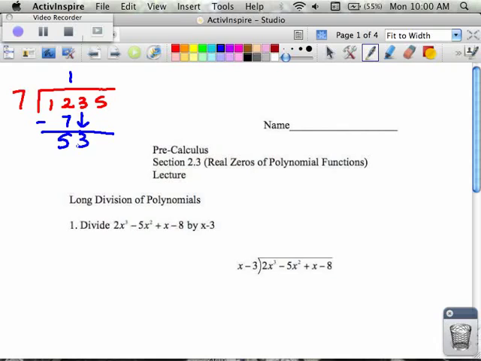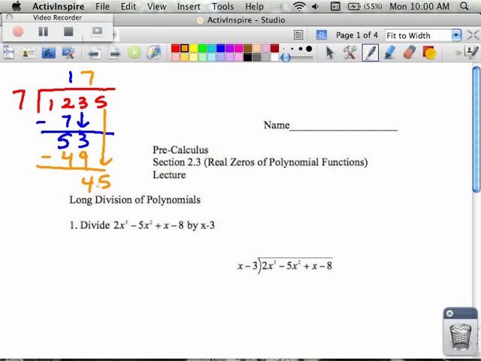And then I say, okay, does 7 go into 53? And the answer is yes. And then the question is how many times? And you say, oh, that's 7, because 7 times 7 is 49. But there's some left over, so you subtract off. And left over is going to be 4. And then you bring down the 5.